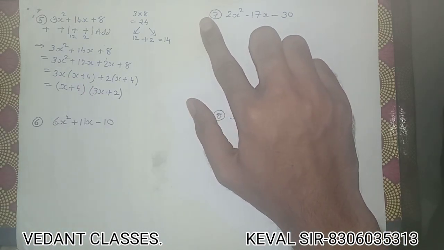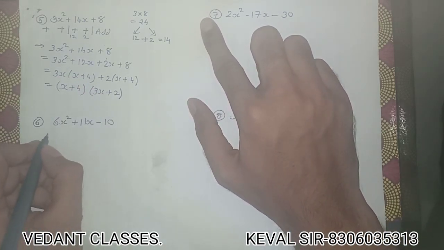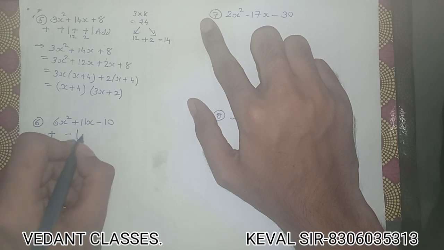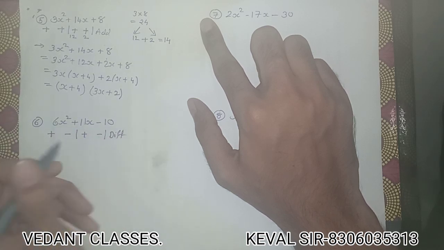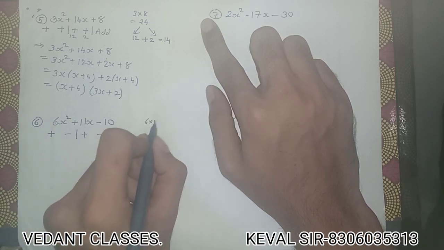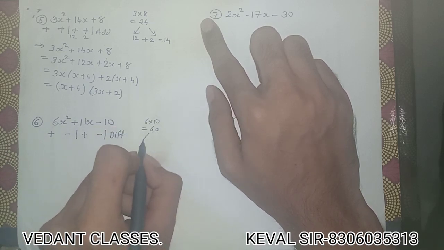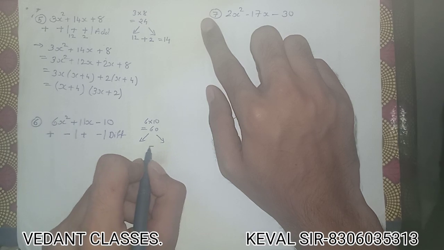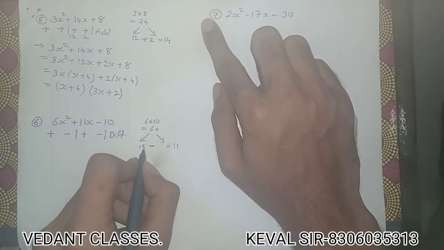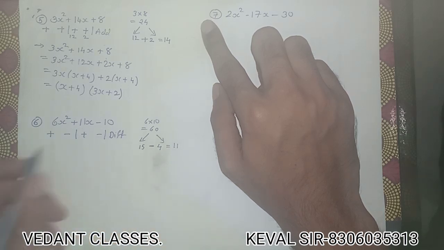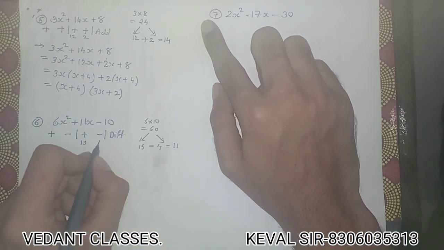Now let's see the next, the sixth one. Now see, in the sixth one it is given plus minus, so it will follow plus minus. Plus minus, it is difference. So 6 into 10, so this will be 60. Split 60 into two such parts whose difference will be equal to 11. So it will be 15 and 4. Okay, so this will be 15, this will be 4.